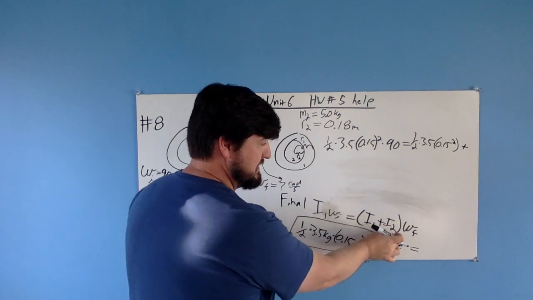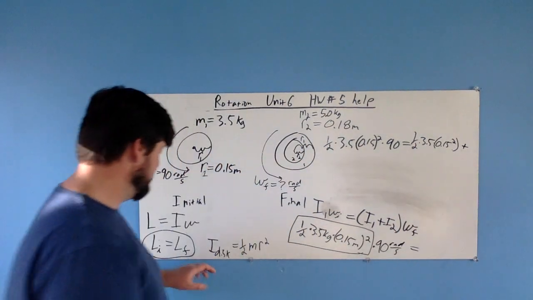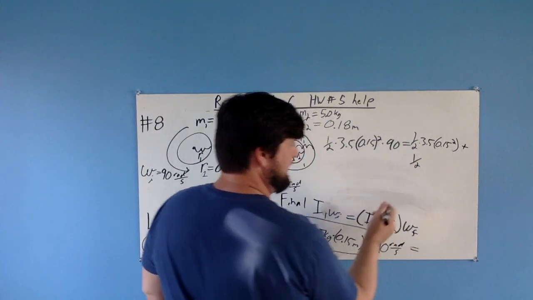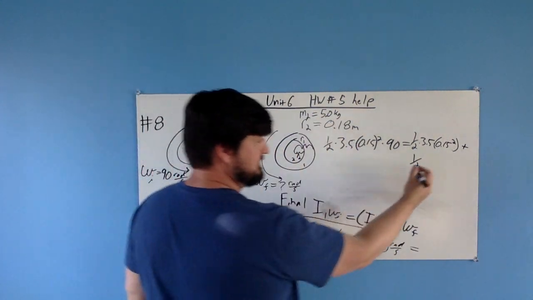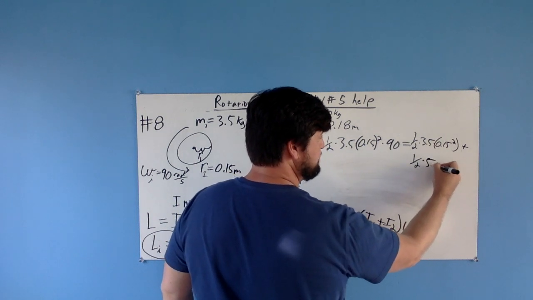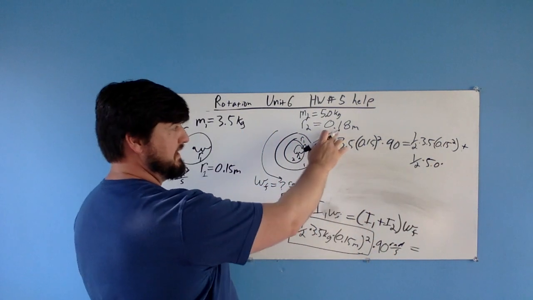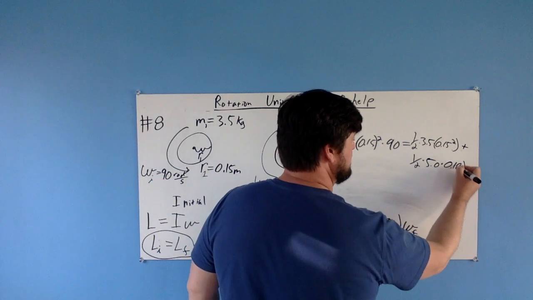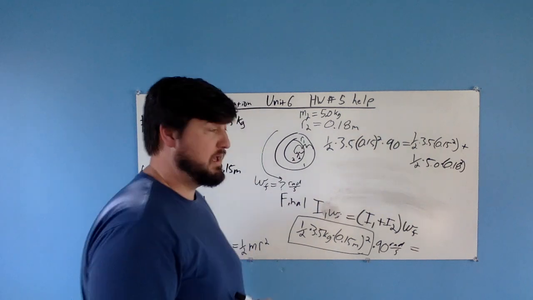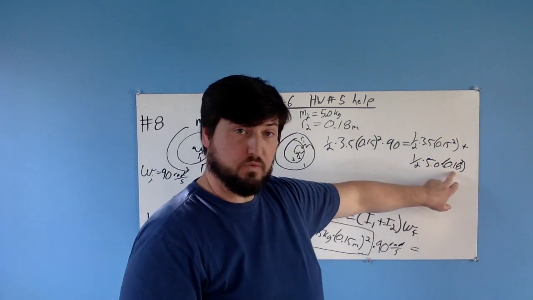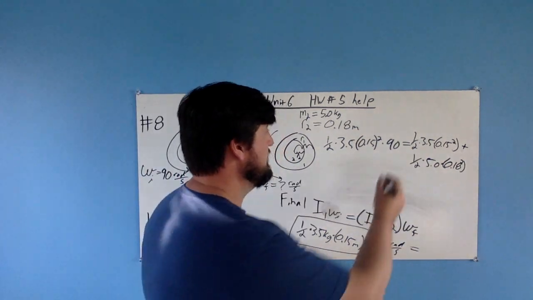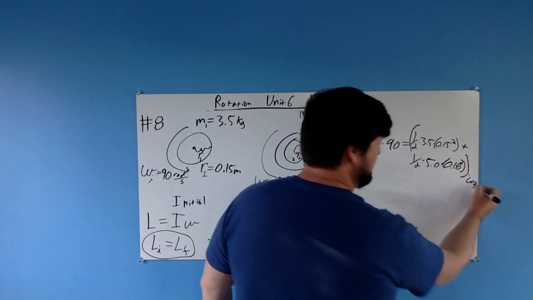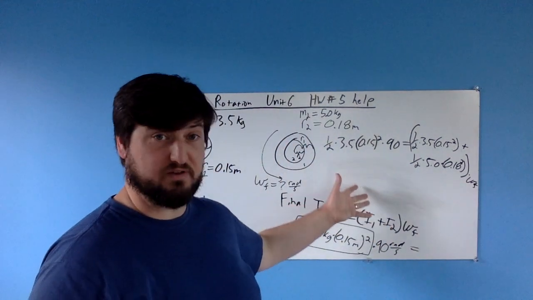this is I2. Okay, so I for disk 2, we have 1/2 mass of disk 2, which is 5 kilograms, and radius of disk 2, which is 0.18 meters, 0.18 squared, okay, 1/2 mr squared. This is for disk 2, okay? Now what we're going to have is those things multiplied by our omega final. Okay, so what we really need to do here is now simplify this down, okay?